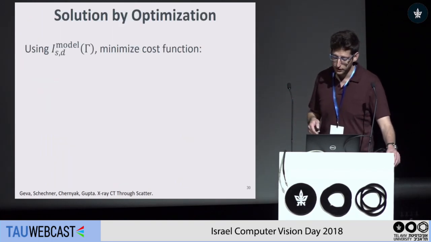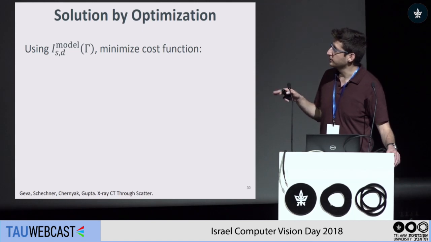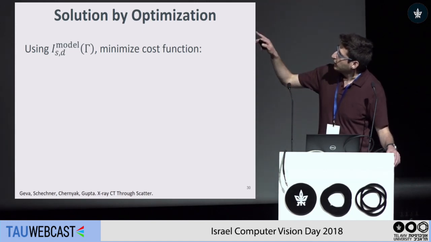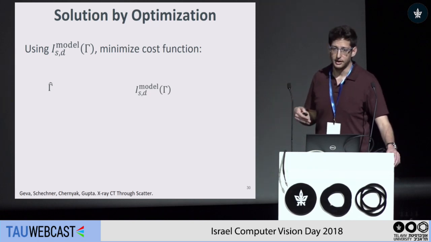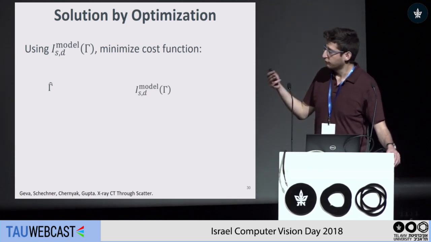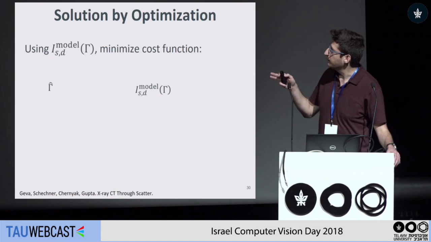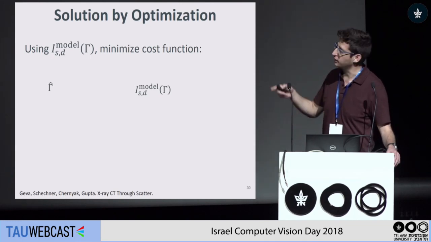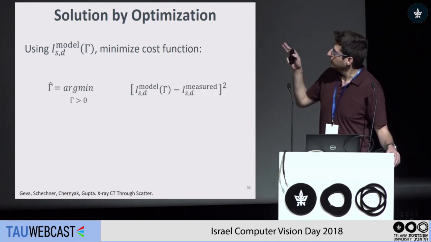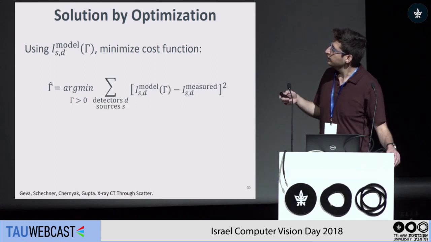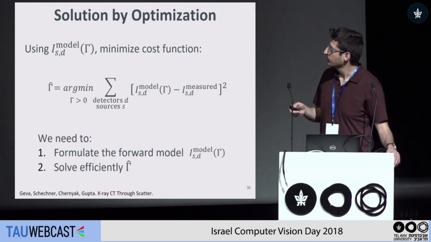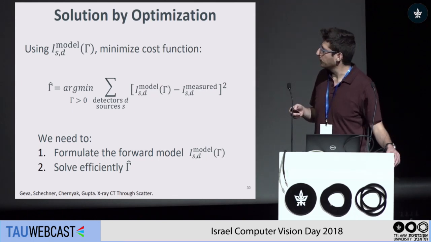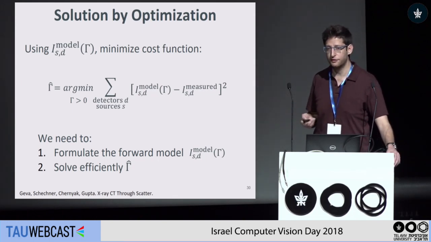Scattering tomography, as we define it, is solved by optimization. With the ability to calculate the forward model I, we want to find the optimal volumetric material distribution, gamma hat, that minimizes the distance between our scattering model I and the measurement, as seen in all detectors from all sources. And for this, we need to first formulate the forward model and solve it efficiently.